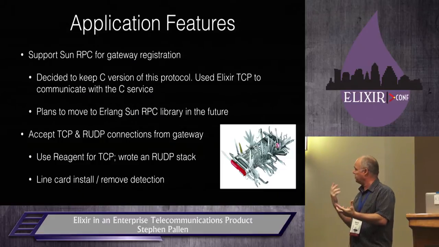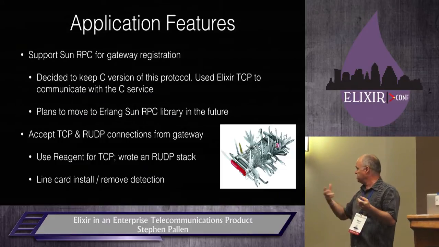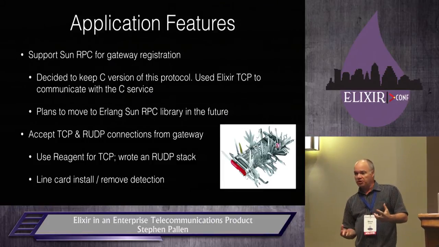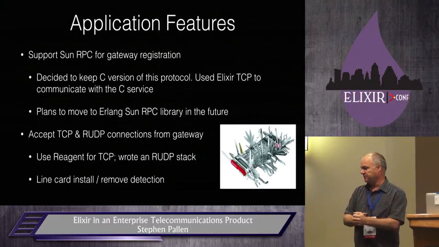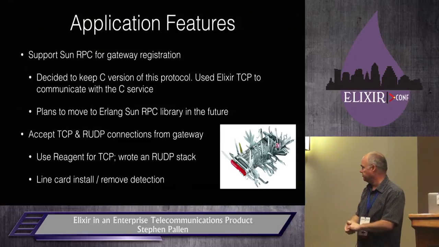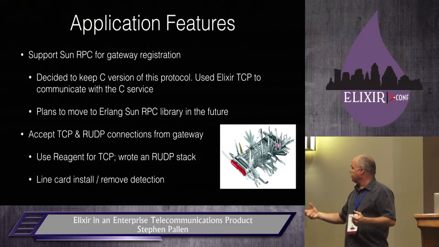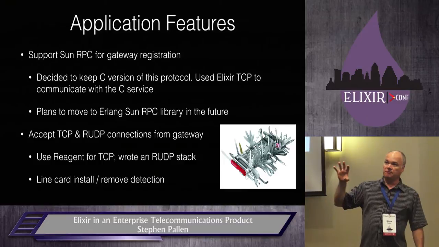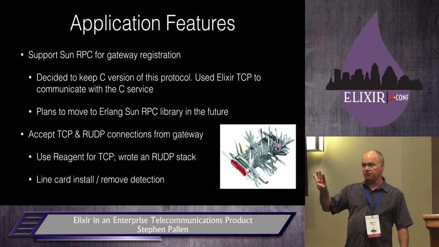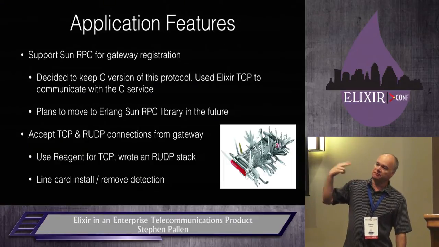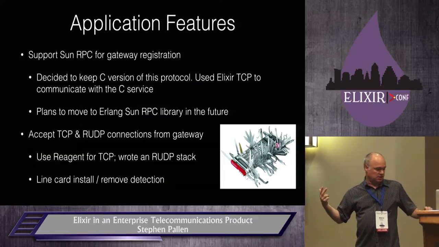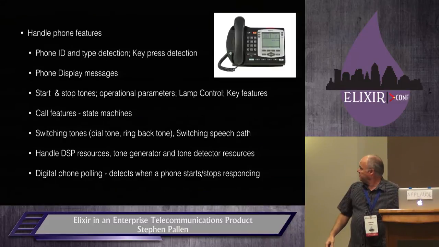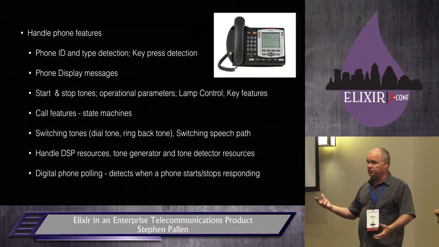And just talking about some of the things that I have to deal with here: accepting TCP or UDP links. RUDP is a reliable UDP protocol that's kind of proprietary. It's just sequence numbers and retransmits and so on. Line card installation, removal of these things. Just to give you an idea, every gateway has five links, I think three TCP links and two RUDP links. Every telephone has an RUDP link, as well as another RTP UDP link.